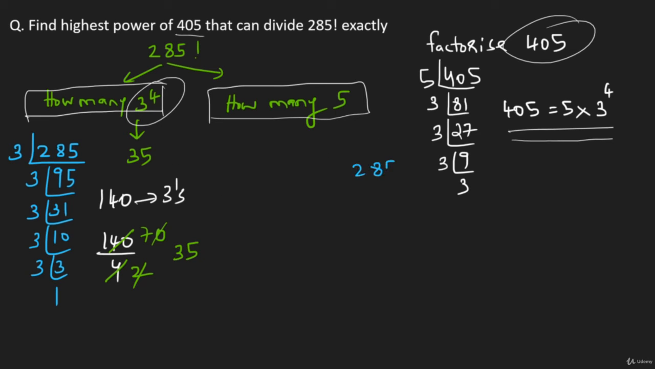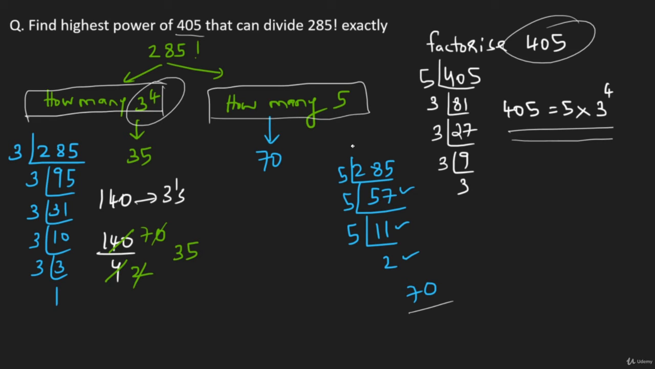Now that would be 285 by 5 is 57. 57 by 5 is 11. 11 by 5 gives me 2. So 57 plus 11 plus 2, that's 70. So I can see I have 70 5s, right? That's 70 5s over here.